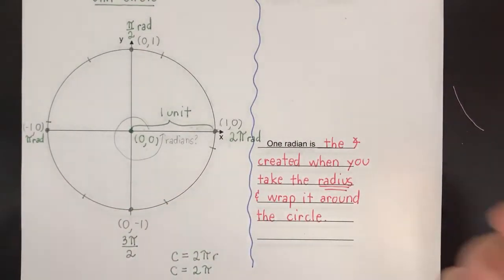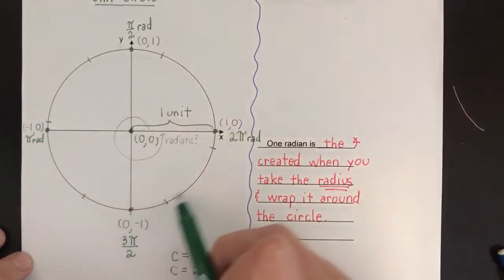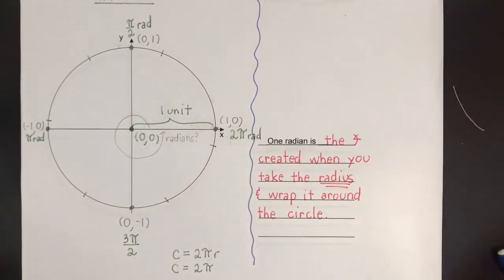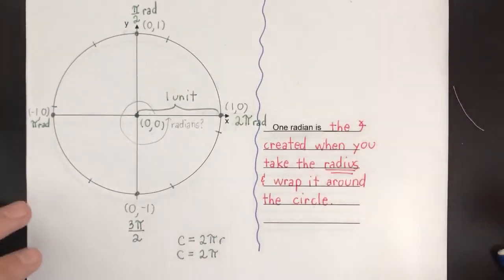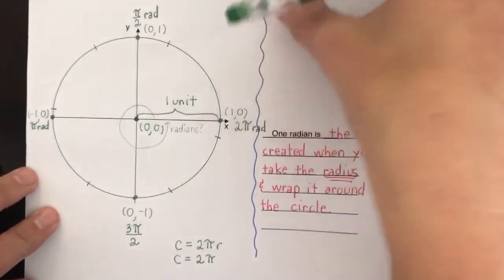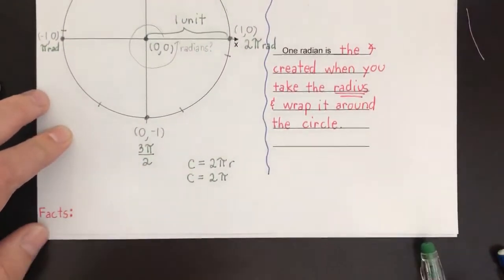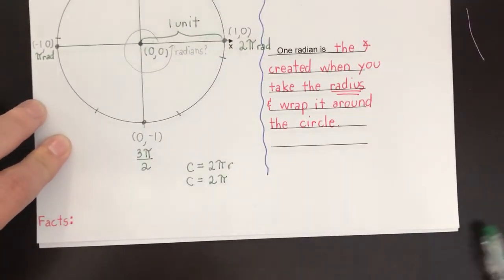And then again, of course, we already talked about the full revolution is 2 pi radians. Now, how cool is that? So how do we go back and forth? Well, you're probably already looking at it and seeing how you go back and forth is by using these facts, or this fact.